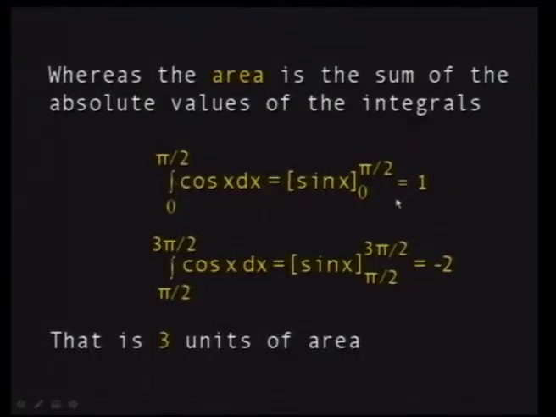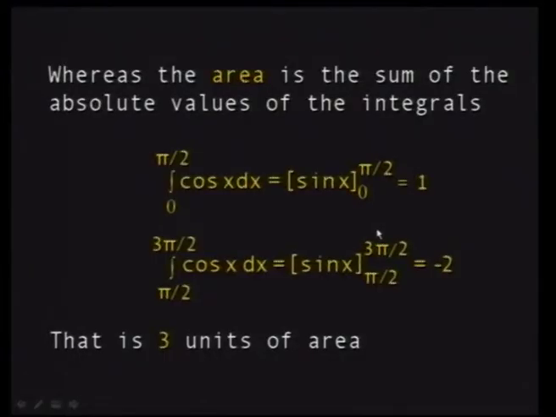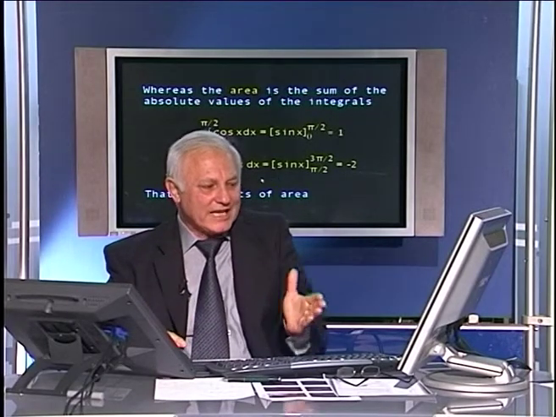The area, you have to calculate from 0 to π/2, and then you calculate the integral from π/2 to 3π/2. Here, instead of minus 2, the area becomes 2. So the whole area from 0 to 3π/2 is equal to 3. So the area is 3 units, whereas the integral is equal to the sum of these two, which is equal to minus 1.